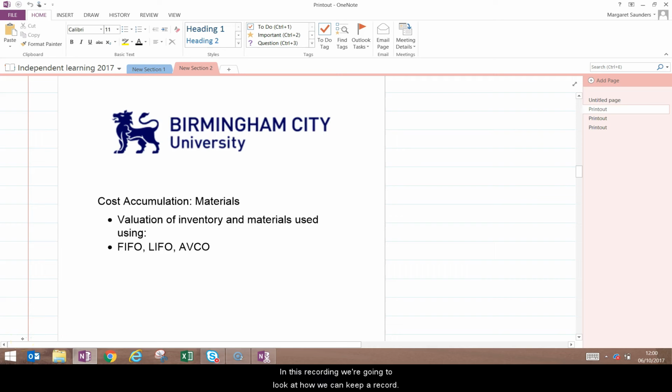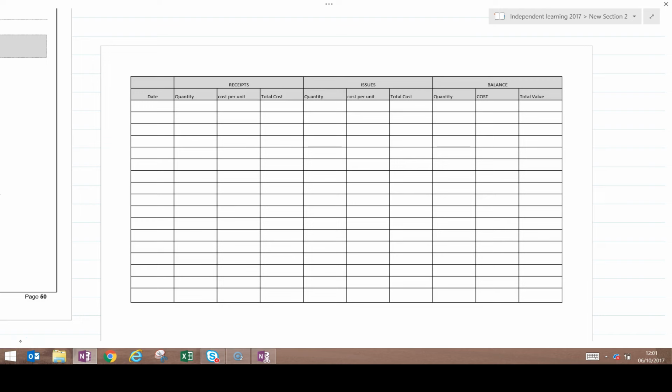In this recording, we're going to look at how we can keep a record of all our receipts and issues of materials together with the balances. And in doing this, we will be using the three methods of FIFO, LIFO and AVCO. We will be keeping a record of the movement of inventory using what is known as a stores ledger card.